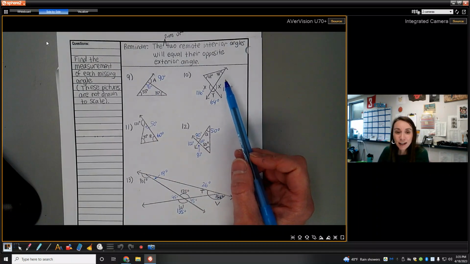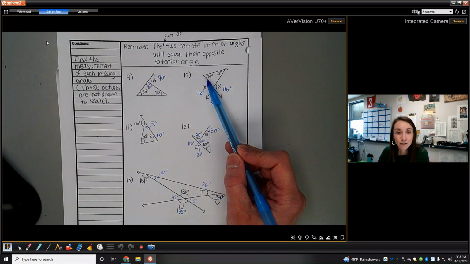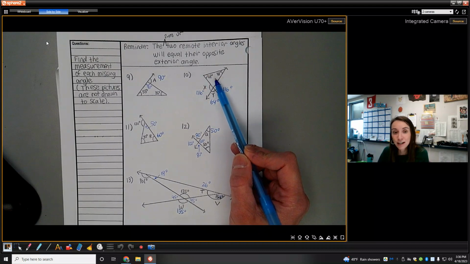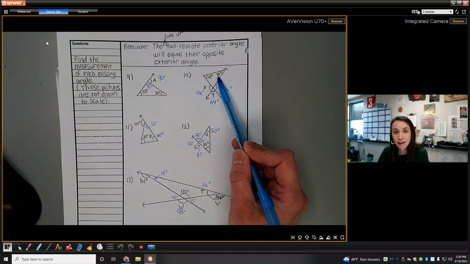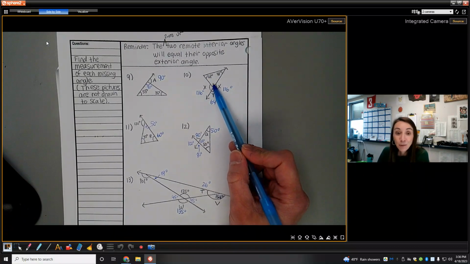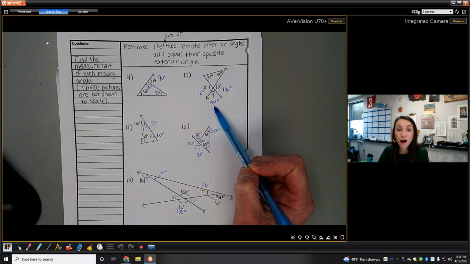With this example right here, you'll notice that this is 68 degrees, this is 48 degrees, and that would mean that this angle right here would be 64 degrees, because 64 plus 68 plus 48 is 180. Well, if this angle is 64 degrees, then this angle measurement of angle Y is also 64 degrees because of what we know about vertical angles. Vertical angles are always congruent.